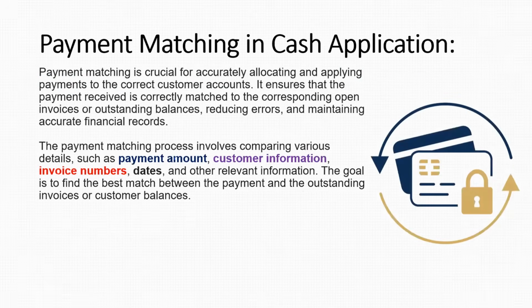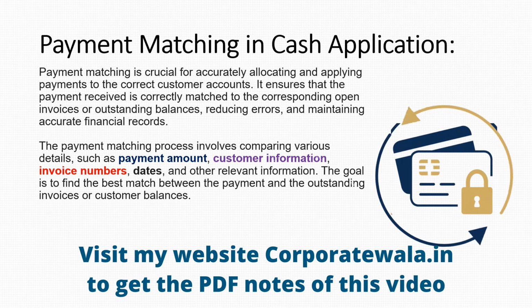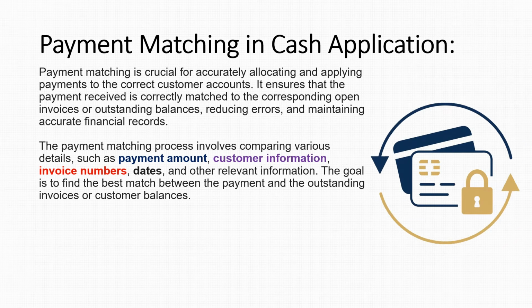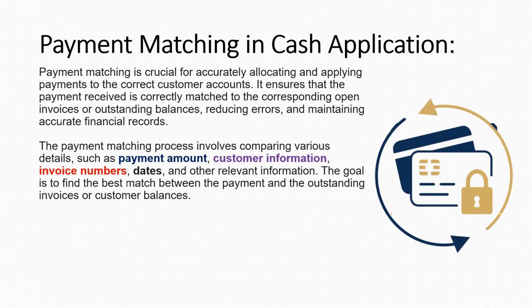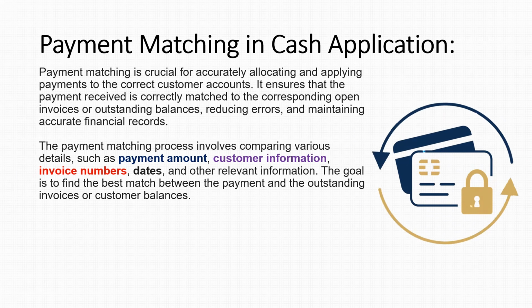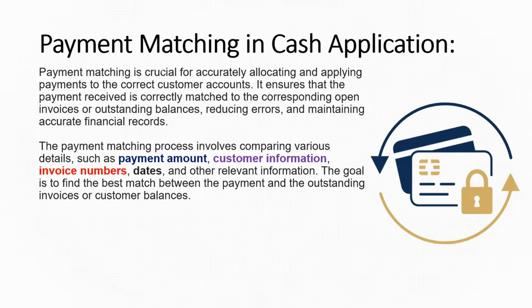Payment matching is crucial for accurately allocating and applying payments to the correct customer account. It ensures that the payment received is correctly matched to the corresponding open invoice or outstanding balance, reduces errors, and maintains accurate financial records. The payment matching process involves comparing various details such as payment amount, customer information, invoice number, dates, and other relevant information. The goal is to identify the best match between the payment which we have received and all the outstanding balances or invoices. So let us understand it with the help of one example.